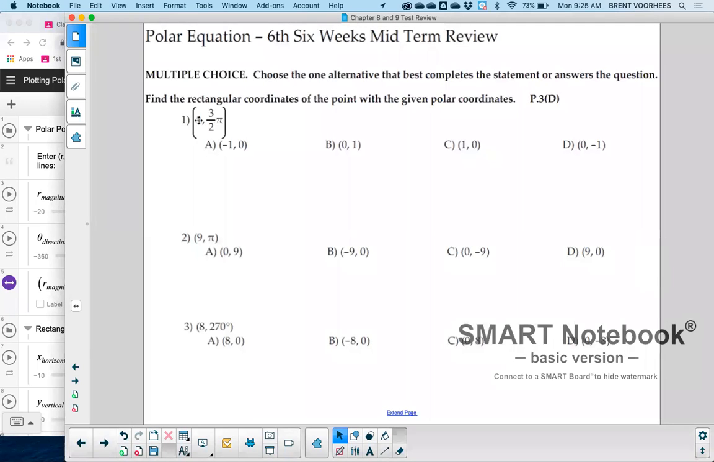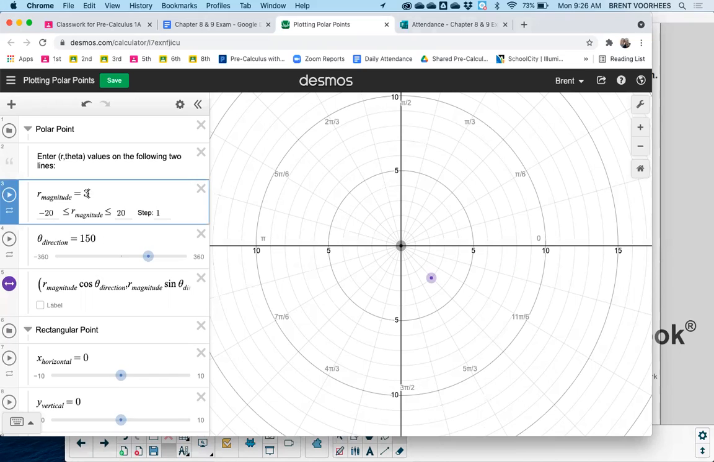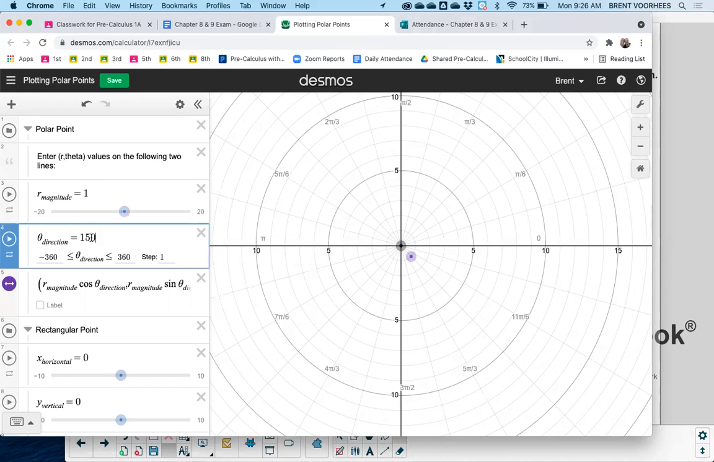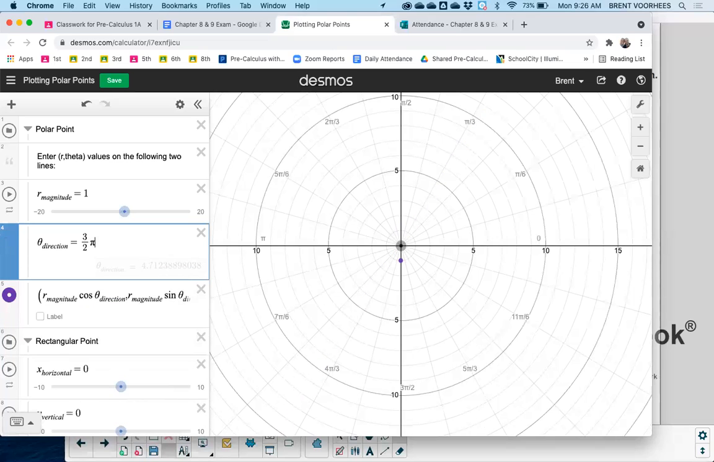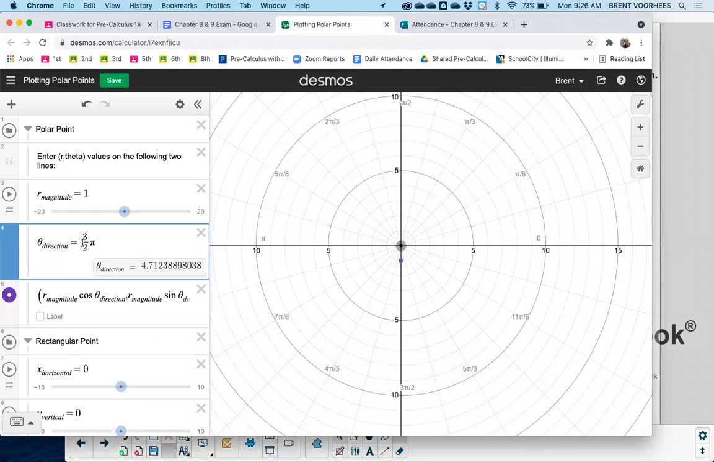My first point is 1 comma 3 pi over 2. Since it's in polar and we're converting to rectangular, you would go to the polar and type in 1 and 3 pi over 2. Let me see that again. Yeah, it was 1 comma 3 halves pi. So I have 1 and then 3 halves pi for the theta.